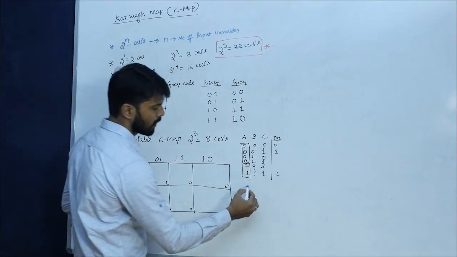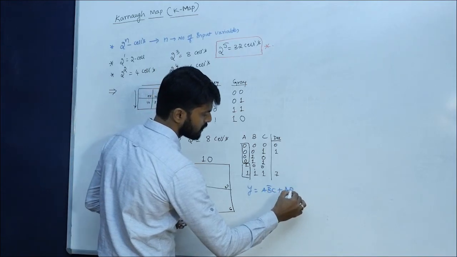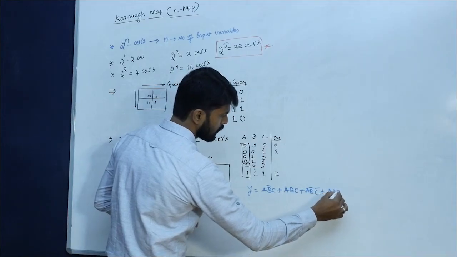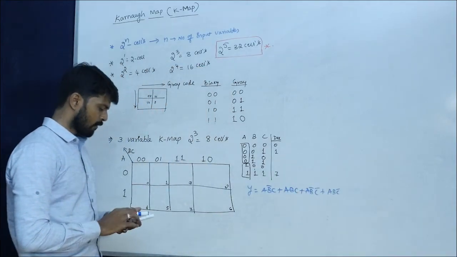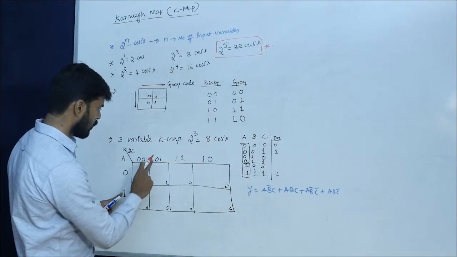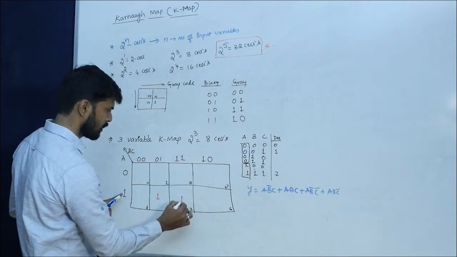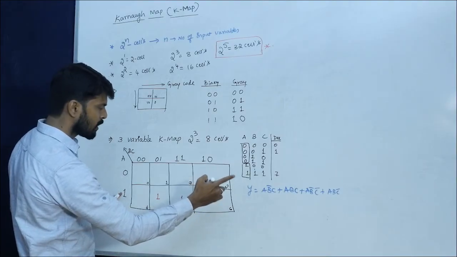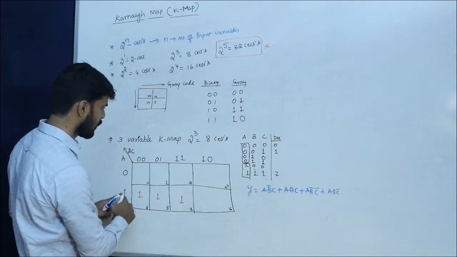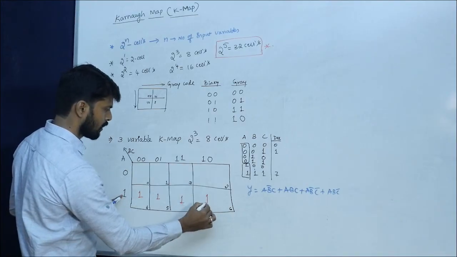Next, for example, I will take one equation: y is equal to AB bar C plus ABC plus AB bar C bar plus ABC bar. Now we need to place all the terms. First one is AB bar C: A is there, B bar C is there, here I will place 1. Next one is ABC, here 1. Then AB bar C bar, here this is the 1. The next condition is AB and C bar, here I am getting 1.